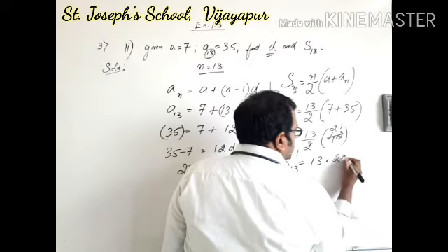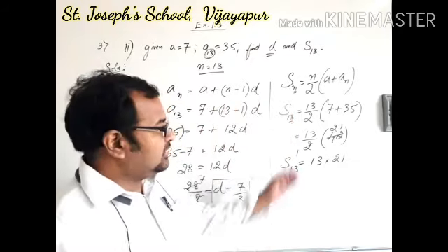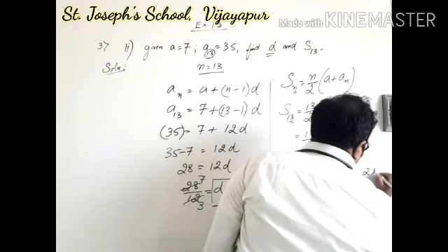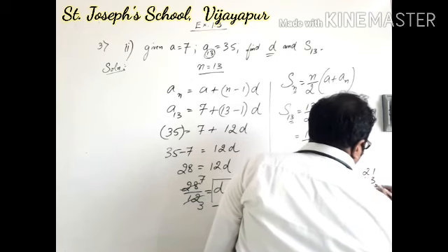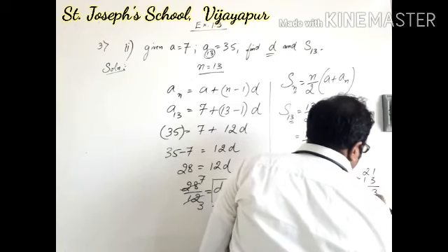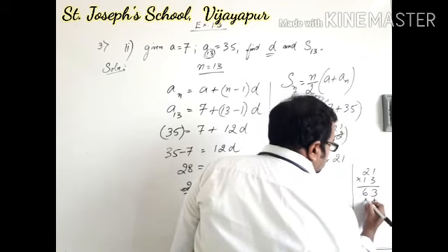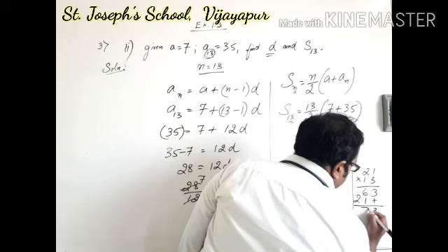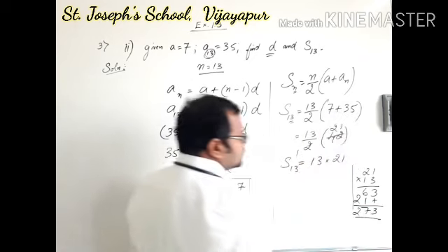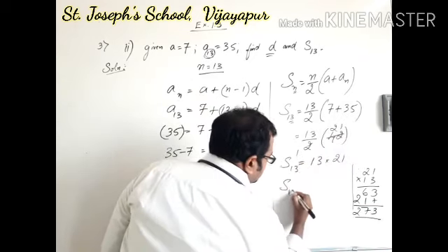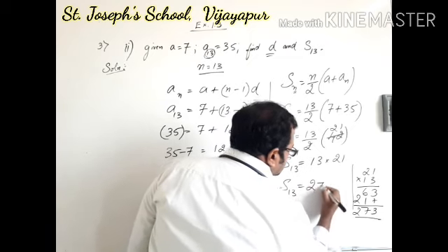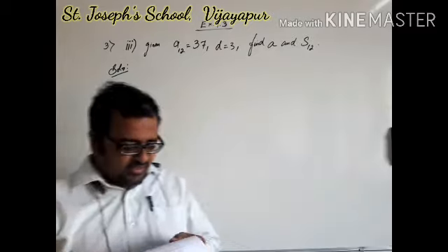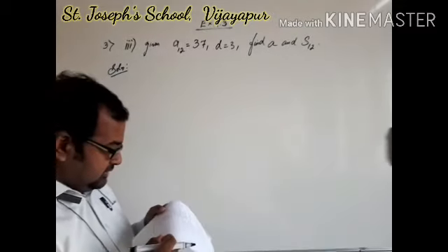13 into 21. Let us multiply and find out the product. 21 times 13. 3 ones are 3, 3 twos are 6, 1 ones are 1, 1 twos are 2. So the final answer being 273. So you can say the answer is 273. Sub-question number 3 goes like this.